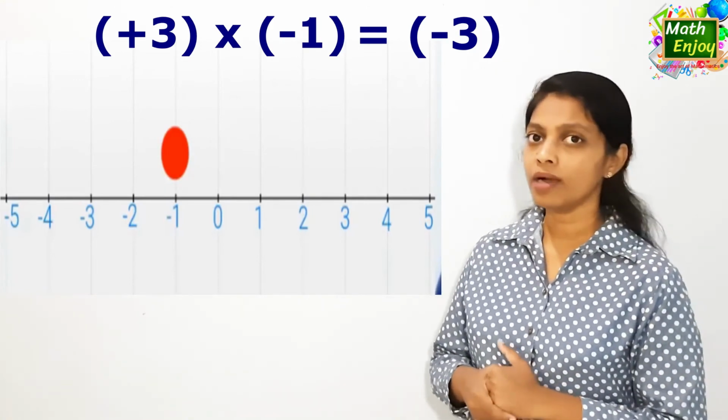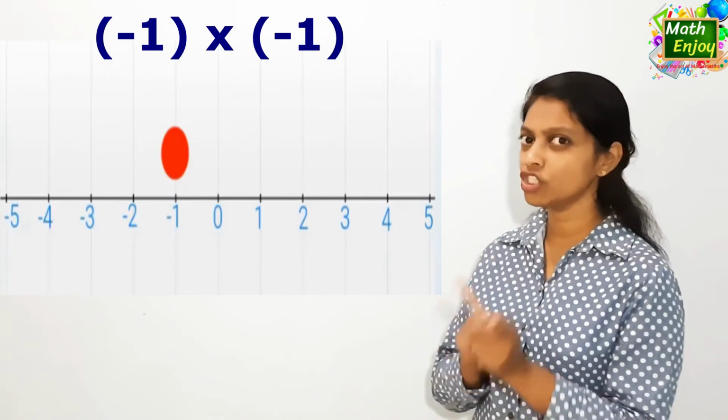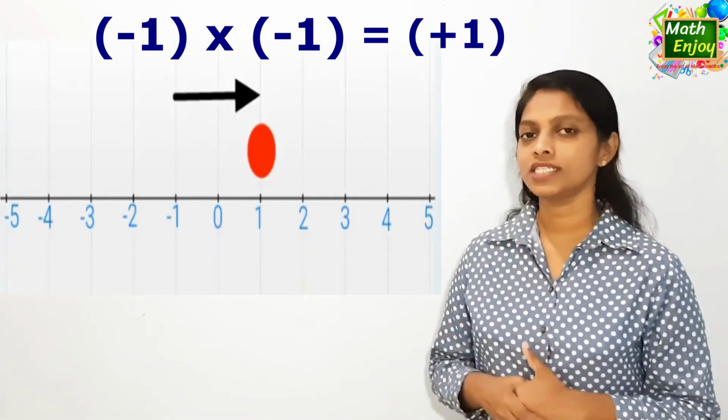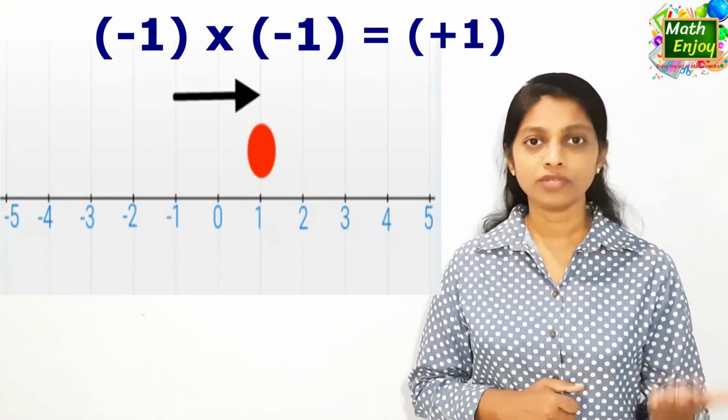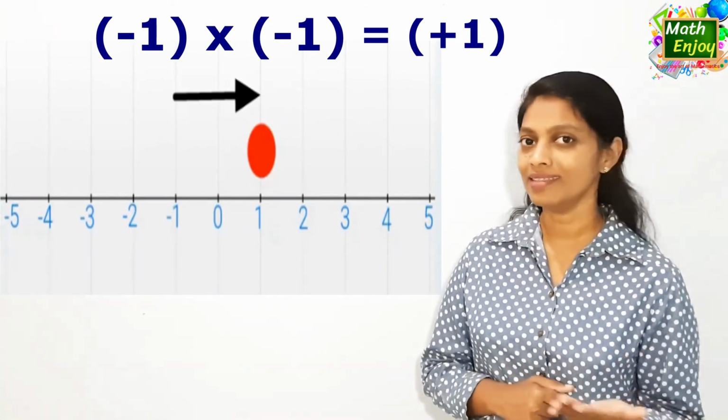Example, I will multiply negative 1 by negative 1. What is the opposite direction of negative 1? It is positive 1. So it goes to positive 1. That is why we get a positive answer when we multiply a negative number by another negative number. Am I correct? Multiplication and division of integers is easier than addition and subtraction. At home, you can practice these things.